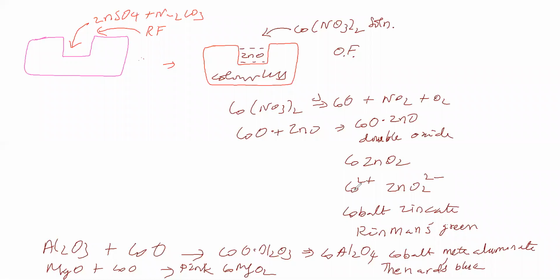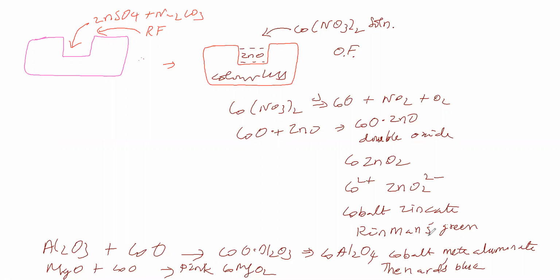Here the cation is Co2+. The anionic part is ZnO2 2 minus. This is nothing but CoO, one oxide, cobalt oxide, and zinc oxide. So two oxides are mixed. Therefore, it is called a double oxide. Now, this double oxide, this cobalt zincate, has Rinmann's green color.